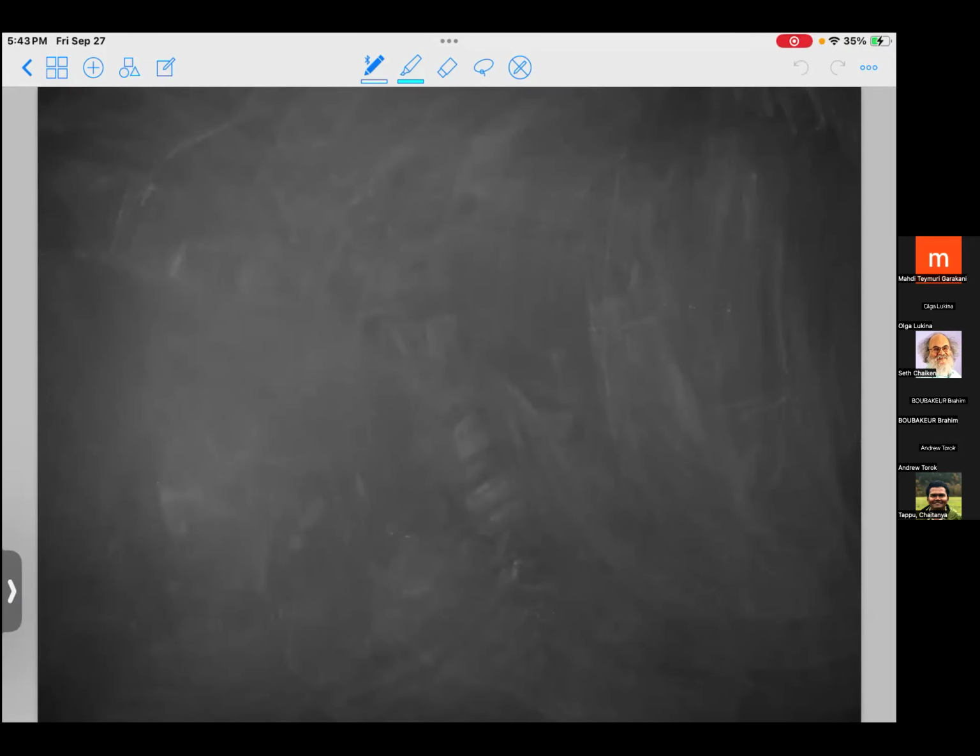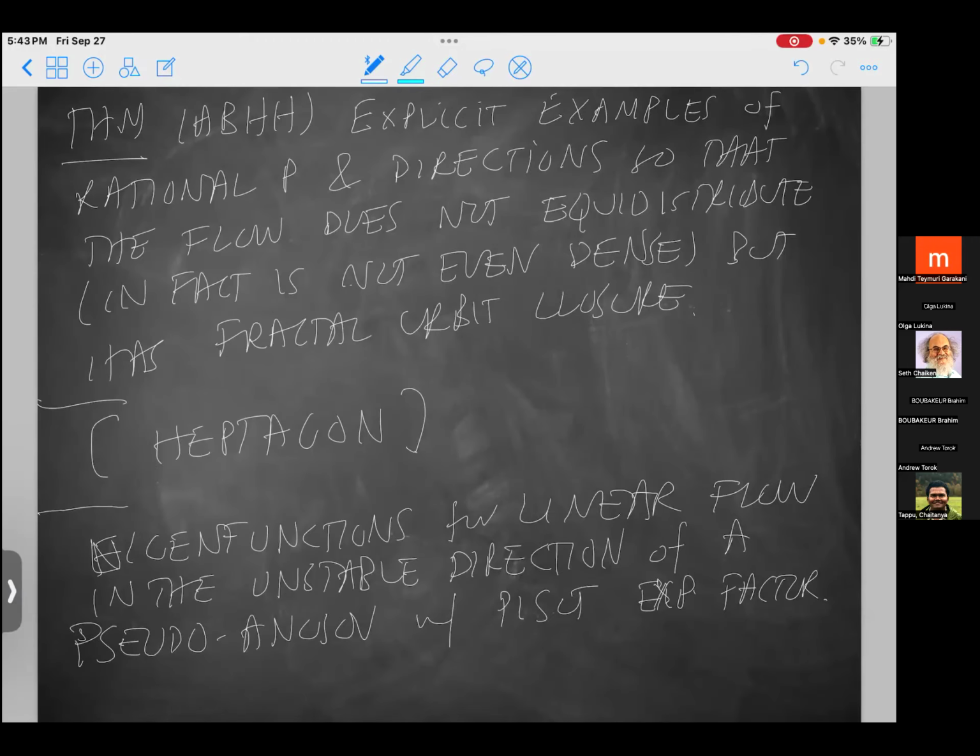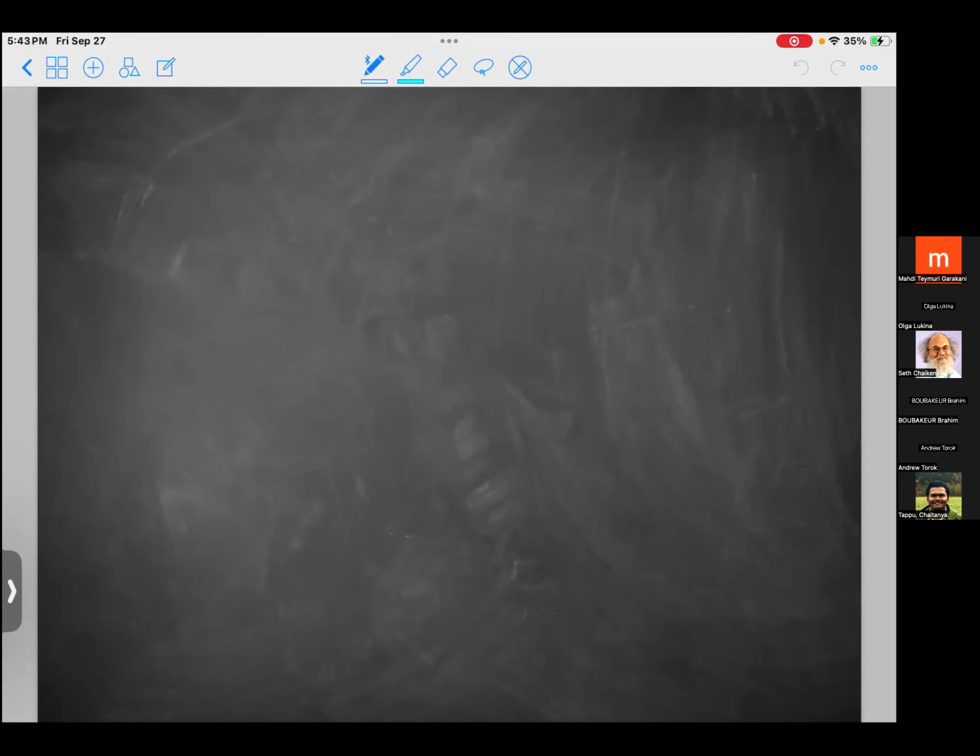So let me now make another remark, which is that what we'll actually study here is something called linear flows on translation prisms.